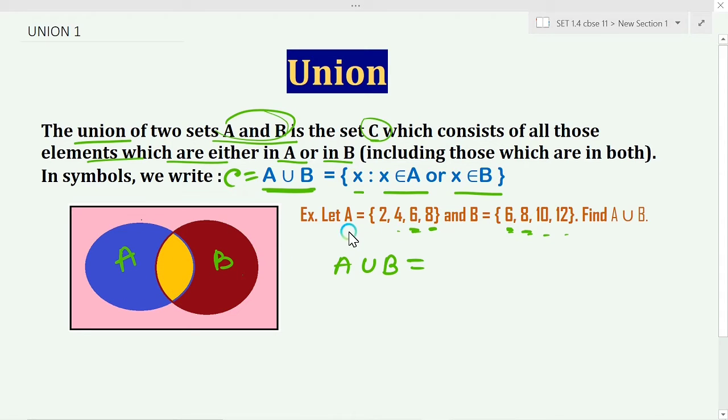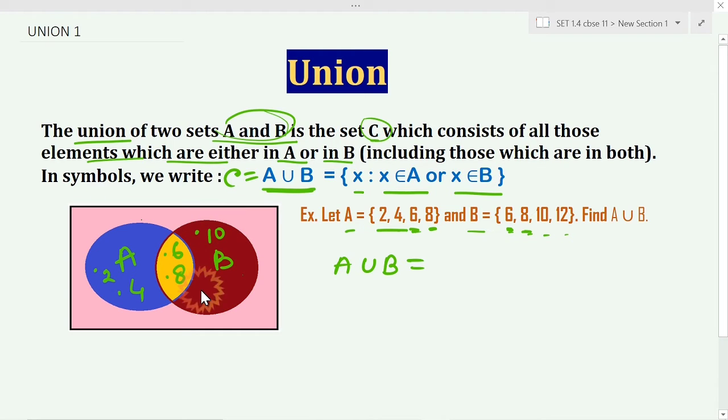So A and B have 6 and 8, these two elements, in common. So the yellow area consists of two elements, that is 6 and 8. Now the other two elements of A, that is 2 and 4, are in this blue region of A, and the other elements of B, that is 10 and 12, are in the brown region of B.